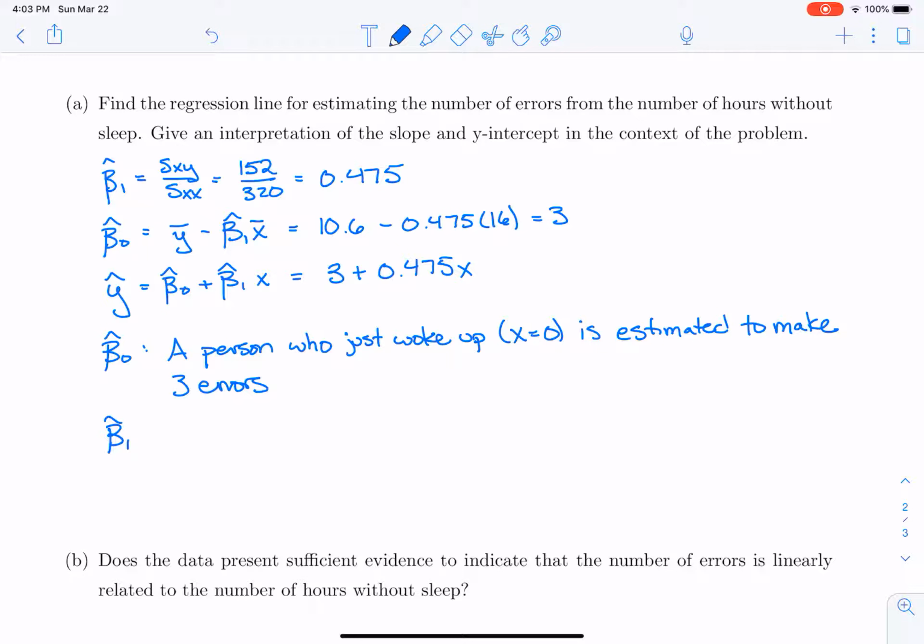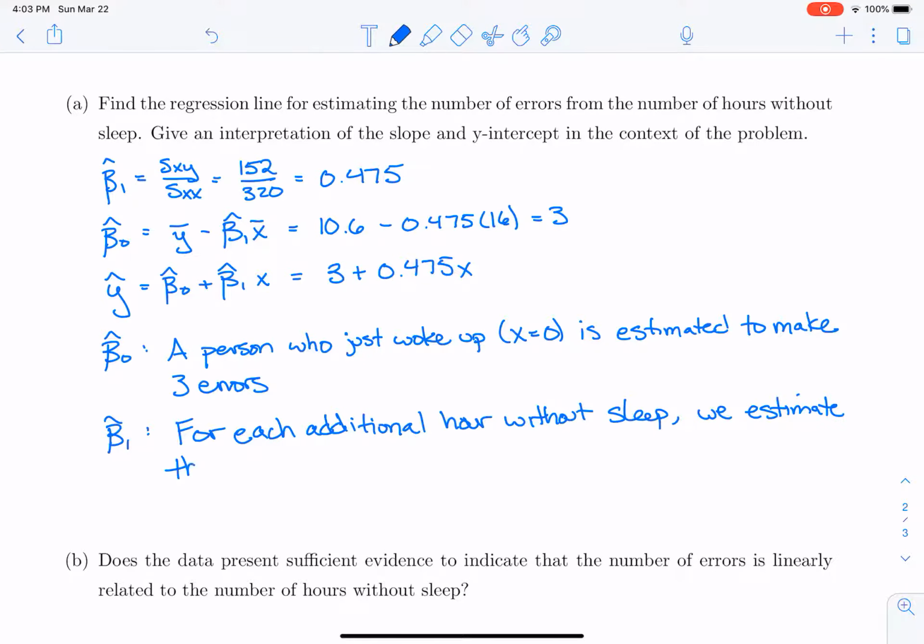Now beta 1 hat, which estimates the slope, we can interpret that as saying for each additional hour without sleep, we're going to estimate the number of errors will increase by 0.475.